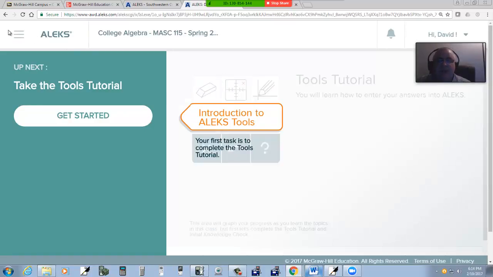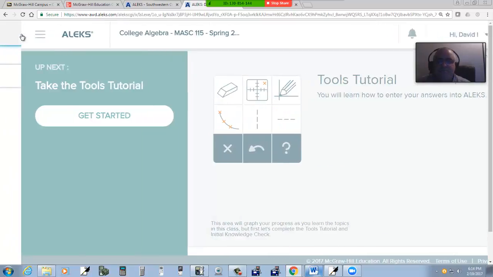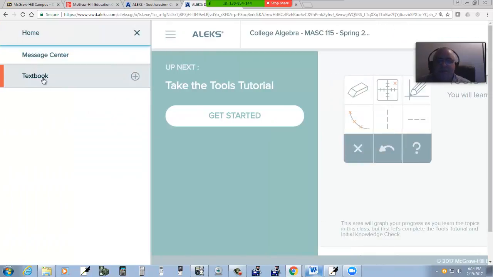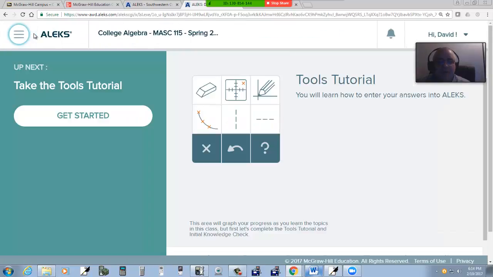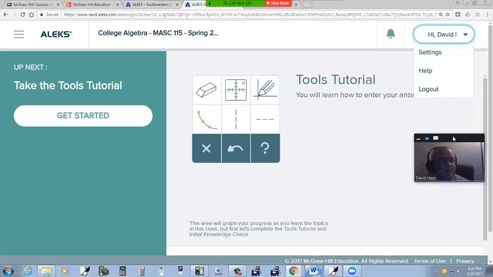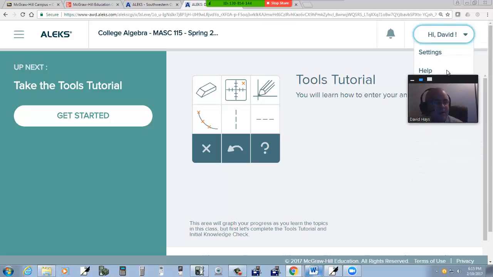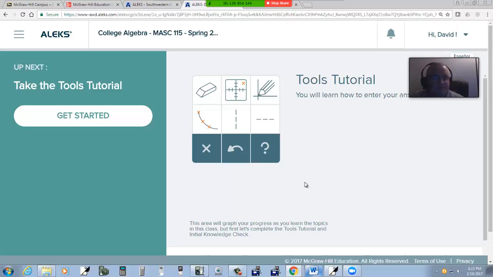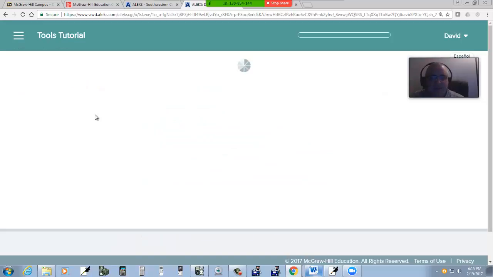Okay. Now, if you click here, this is where the textbook is, message center, and so forth. And see what's up here. Nothing, because my face is covering it. Settings, help, log out. It's there. Okay, get started.